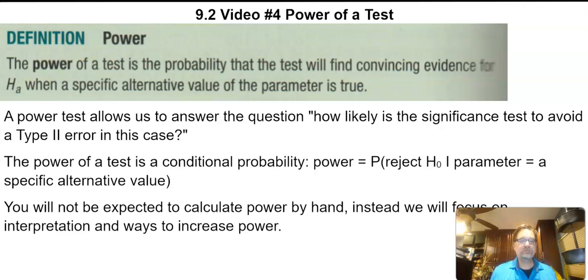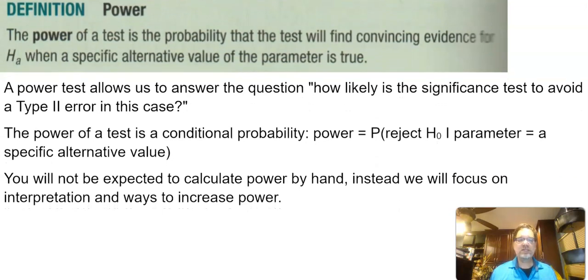That's what we're saying. A power test allows us to answer the question: how likely is the significance test to avoid a type 2 error? So power is how likely we are to avoid a type 2 error. And remember, type 2 errors are when our sample gives us a large p-value when in reality the population has a small p-value. The power of a test is a conditional probability. This is read: what is the probability that I reject the null hypothesis given that a parameter is a specific value.